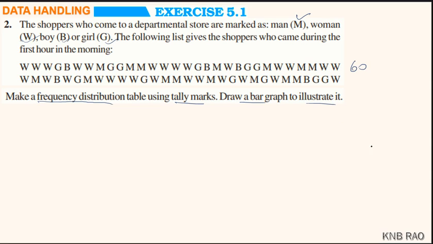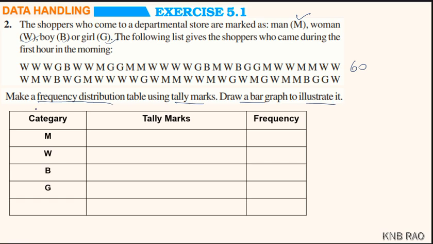Let us go for making a frequency distribution table. Here I have taken the categories: man, woman, boy, girl. Now I will do 1, 2, 3. First woman. The first 3 I have noted. First one girl, one boy. Then again I have got 2 women, that means this became 5.